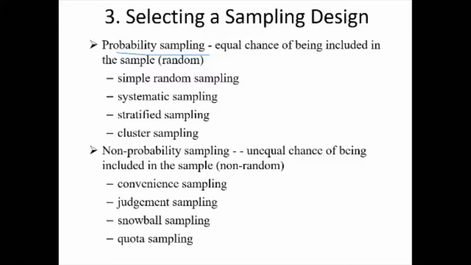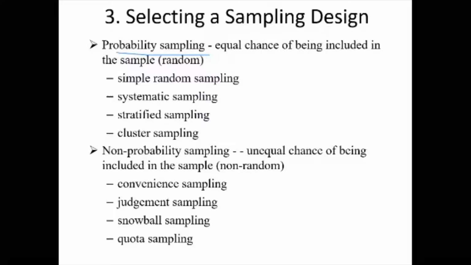In probability sampling, every student gets a chance of being selected in the sample. But in non-probability sampling, there is no such chance of being included. In probability sampling, there are different methods. One is the simple random sampling technique. Another is the systematic sampling technique. The third is the stratified sampling technique. And the fourth is the cluster sampling technique.